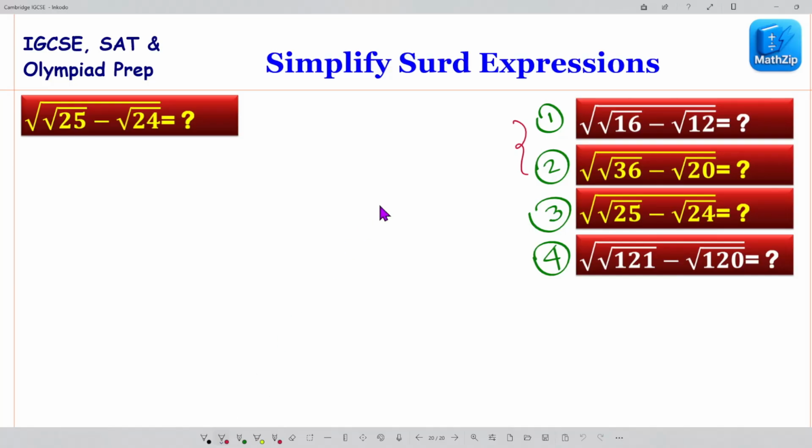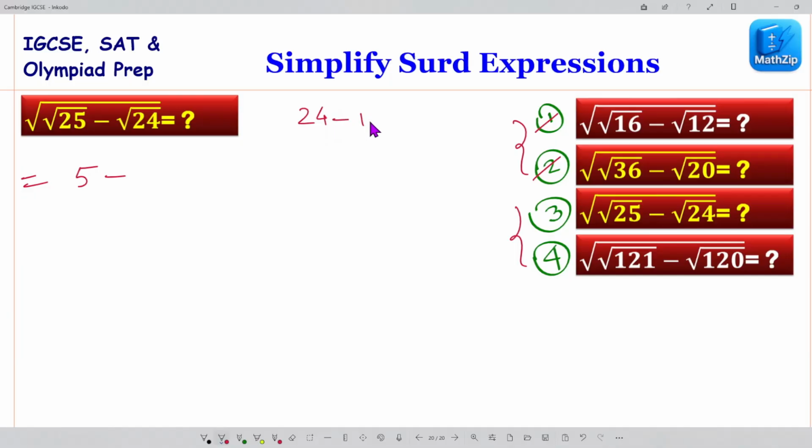Please note that in the last video I already solved surd expressions 1 and 2. In this video I am trying to solve 3 and 4. Under root, 25 minus root 24. We know 25 is a perfect square, so we can write 5 minus this root 24. We have to find out if it has any perfect square factor or not.